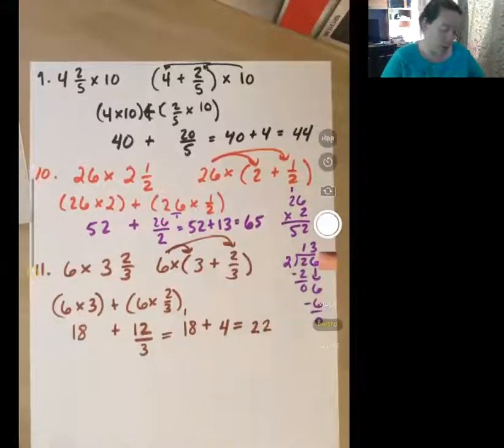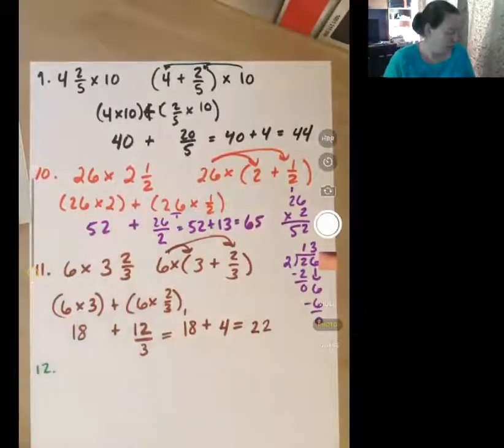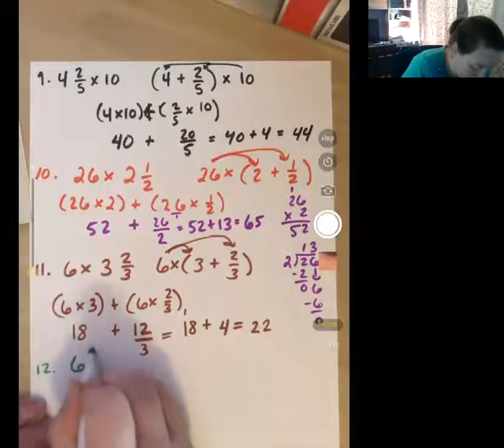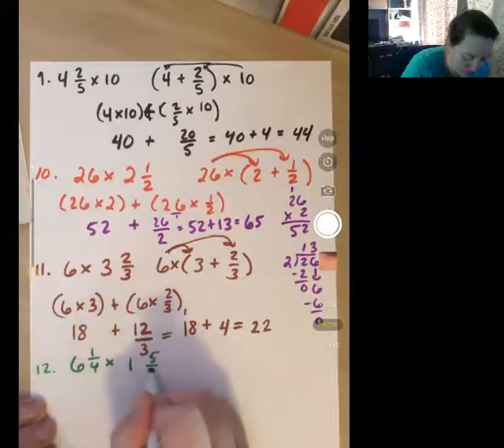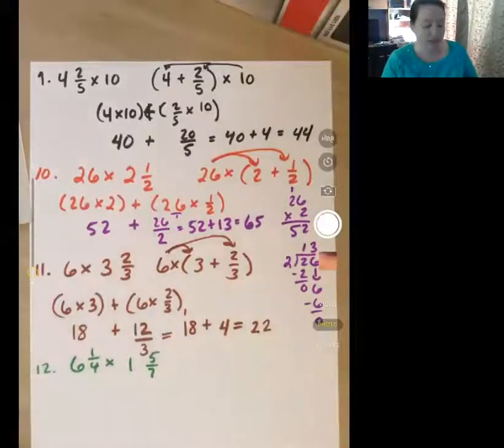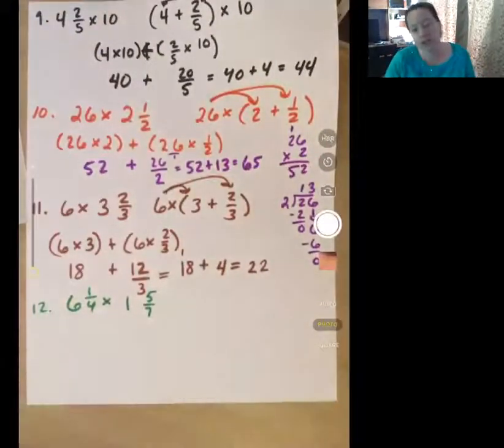Let's go down to number 12. Jake can carry 6 1/4 pounds of wood in from the barn. His father can carry 1 5/7 times as much as Jake. How many pounds can Jake's father carry? So I have 6 1/4 times 1 5/7. They need to be turned. You just need to turn them into the improper fractions.